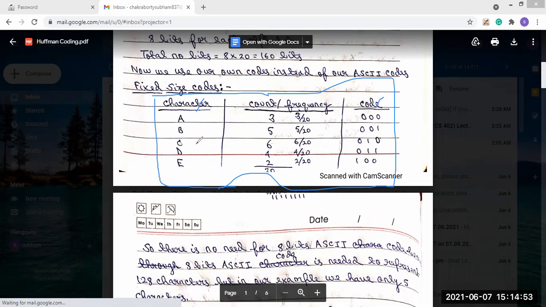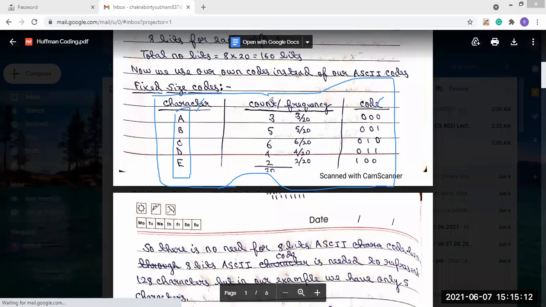These characters are repeatedly used, but mainly only the 5 characters are present: A, B, C, D, E. So we will write the total characters here: A, B, C, D, E. These 5 characters are present.